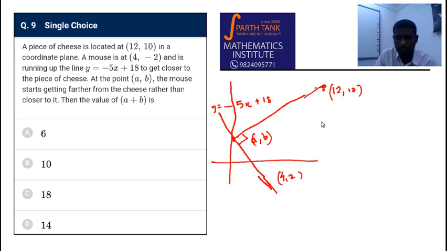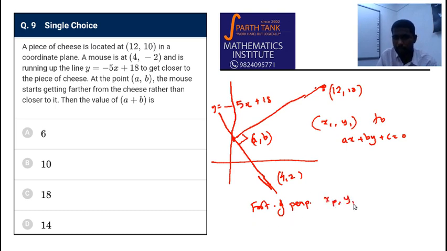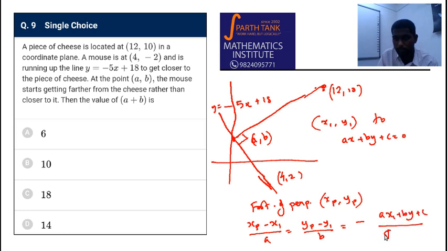Now you know that from a point (x1, y1) to a line ax + by + c = 0, the foot of the perpendicular, let's call it (xp, yp), can be calculated using the equation (xp - x1)/a = (yp - y1)/b = -(ax1 + by1 + c)/(a² + b²), without the square root.